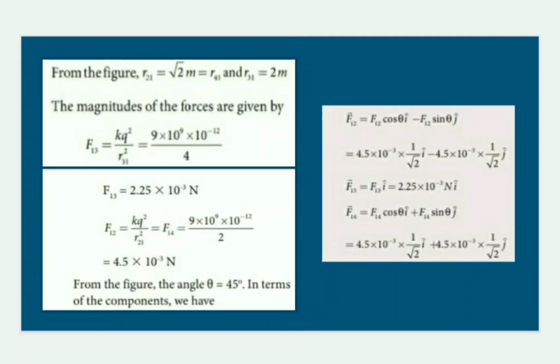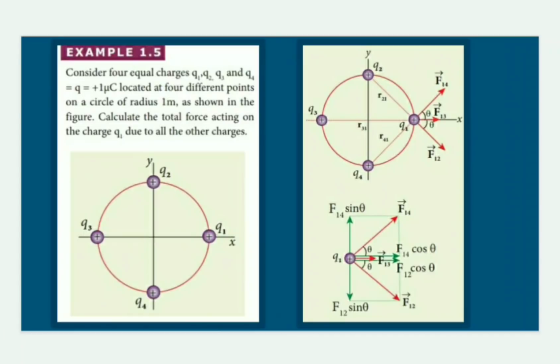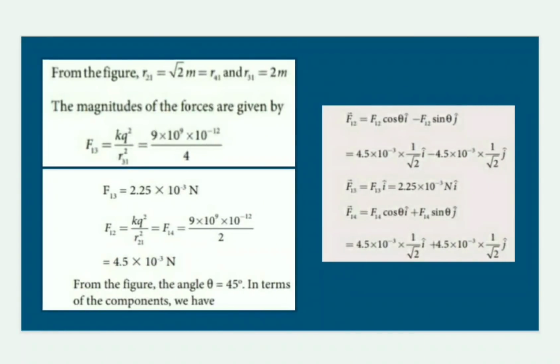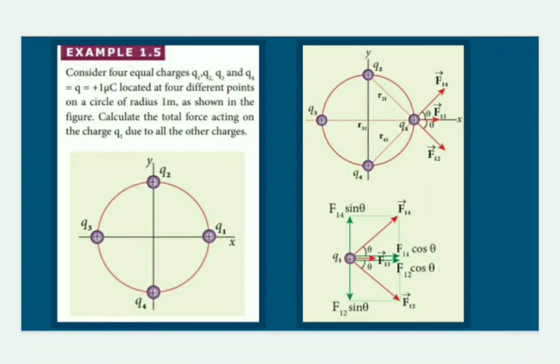Now resolve F12 into components: F12 cos theta i cap minus F12 sin theta j cap. So why is it i cap and why is it minus j cap? Come back to the diagram. Here you can see that the F12 cos component is acting along the positive x-axis, and F12 sin theta is acting along the negative j direction, that is, the negative y-axis, that is why it is minus j. So substitute the F12 value over there, and then substitute the theta value too. Theta is 45 degree, okay, look at the diagram, theta is 45 degree.